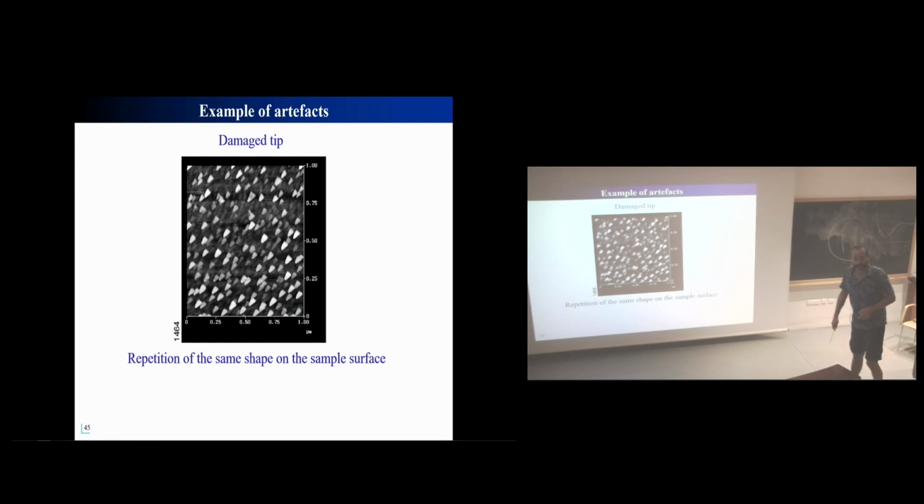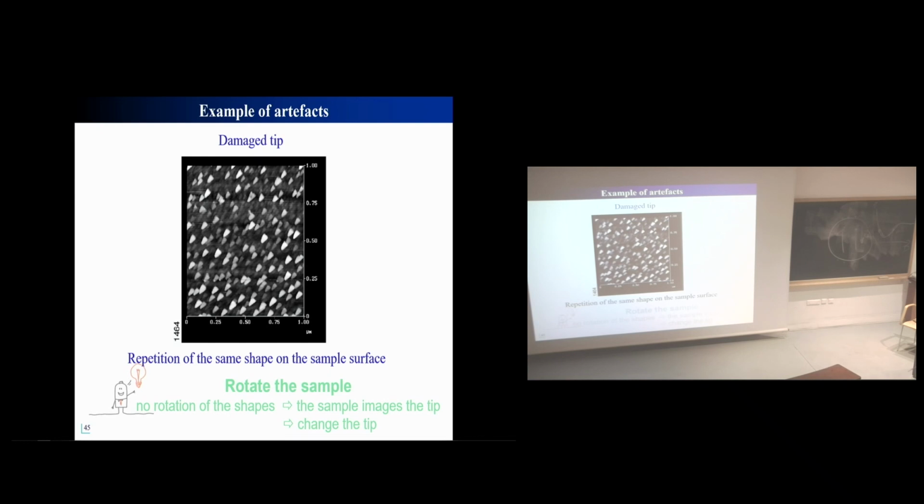And some examples. Okay, when you see that on your sample, what's going on? Probable damaged tip, or maybe if you have something growing with a threefold symmetry, it could be your sample. Rotate the sample. If the shape remains the same, it means that the sample is imaging your probe. And then you have this mantra: change the tip. You change the tip a lot in AFM.